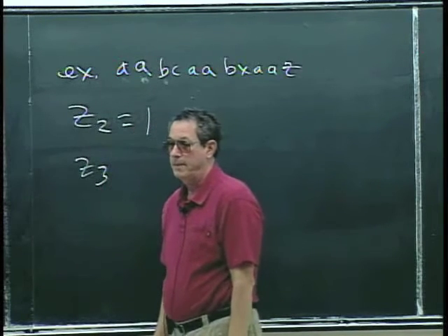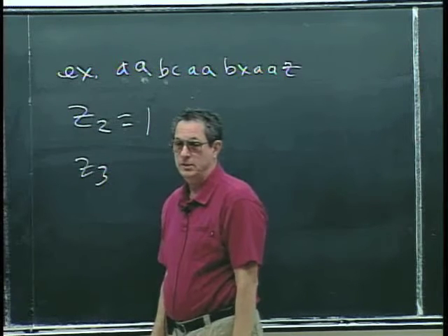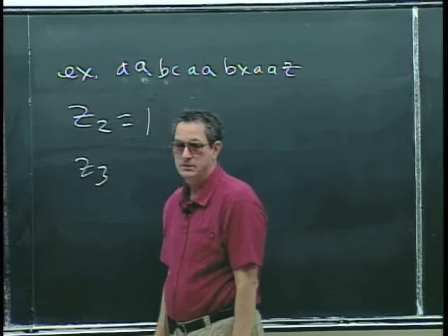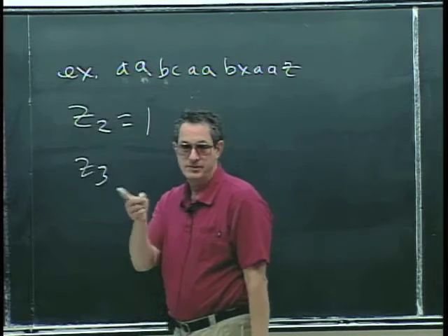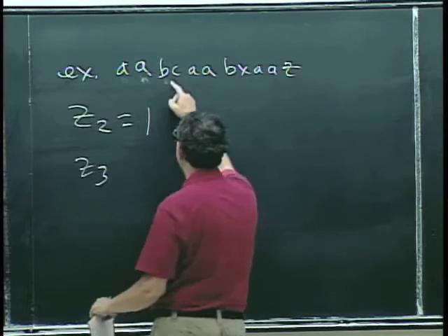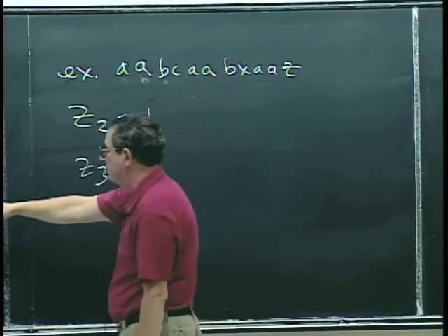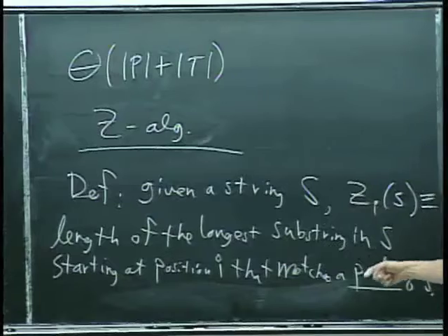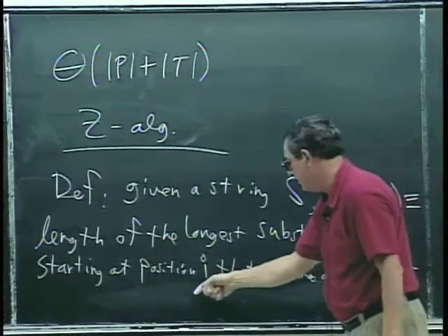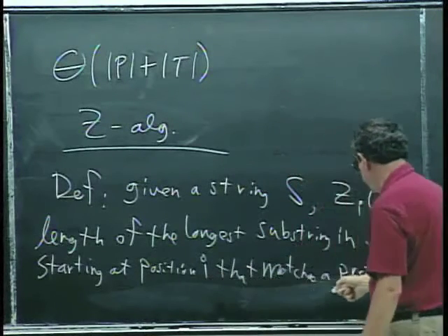2? 0? I hear 2, I hear 0. What is it? 0. The length of the longest substring of S, starting at position 3, that matches a prefix of S.